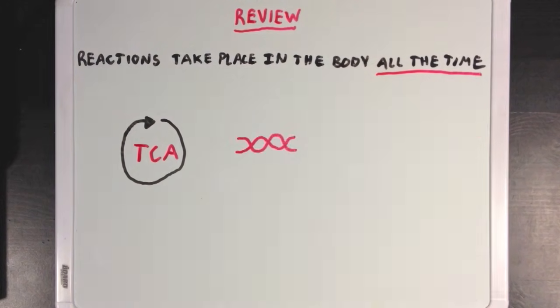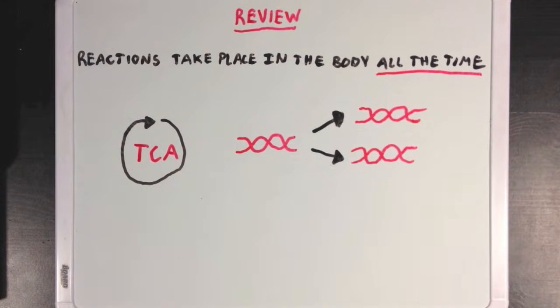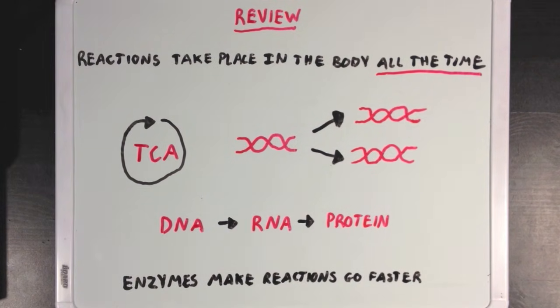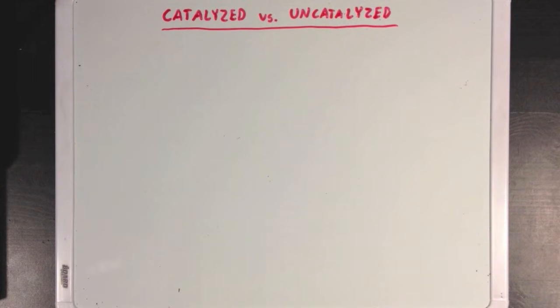DNA replication, which needs to happen before a cell can go through mitosis, is also just a series of reactions. And this also applies to the expression of genes, going from DNA to RNA to protein. And we need enzymes because enzymes make all of these reactions go much faster. And let's look at this idea a little more deeply and how a reaction will go on differently when it has an enzyme versus not having one at all.